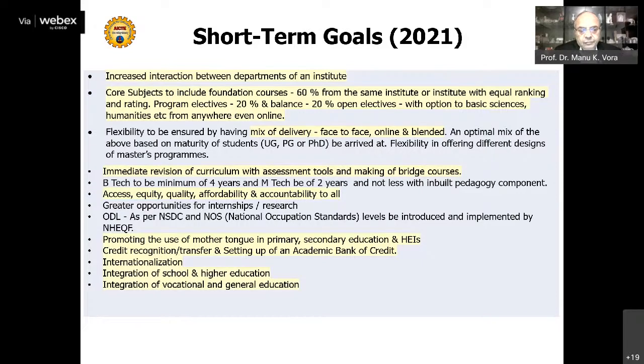One of the innovative things in the short term was the credit recognition and transfer by setting up an academic bank of credit. So when students come into the institute, if they exit after 1 year, 2 years, 3 years, 4 years, etc., their academic credits are kept in the academic bank of credit, and that can be transferred across the institutes in India. Focus on internationalization of the Indian education system, having a collaboration where faculty and student exchanges happen. And of course, we talked about integration of school and higher education. So the policy should be seamless rather than a disjointed effort on both sides.